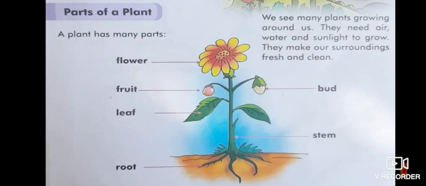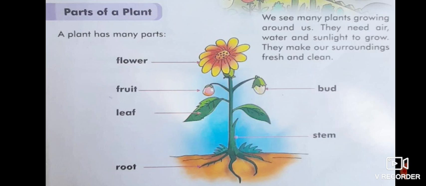Next is parts of a plant. In parts of a plant, we will study different parts of a plant. Now look at the picture on the screen. It's on page number 97 of your books. Let's start from the top. First one is flower. You all know what a flower is, right? So flower is the first part of the plant.